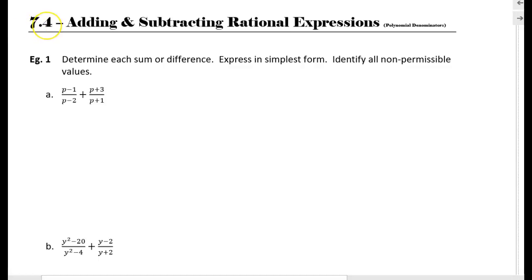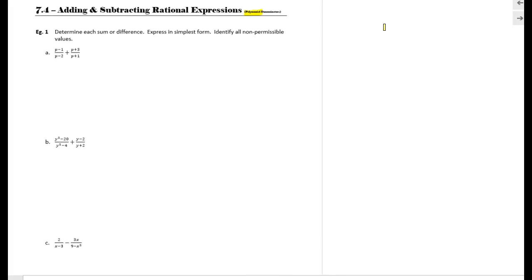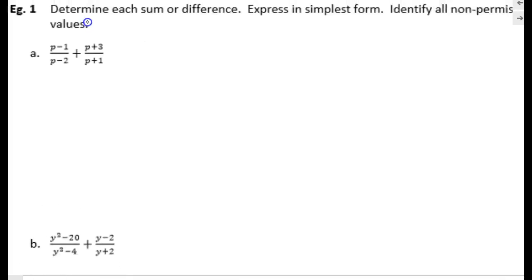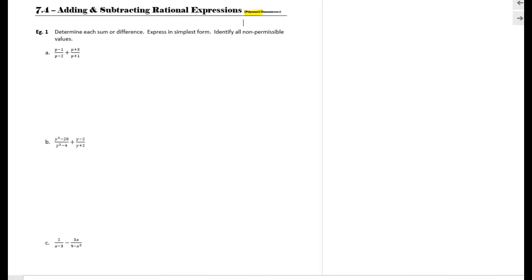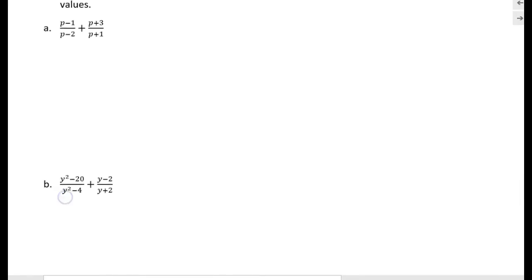Okay, 7.4, adding and subtracting rational expressions with polynomial denominators. The only thing that's different in this scenario is that instead of just a single variable or variables multiplying together in our denominator, now we're going to have denominators that have multiple terms. So whether they're adding or subtracting, we're going to have multiple things going on, which makes things a little bit more challenging.